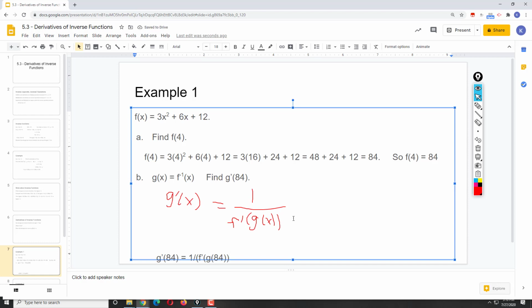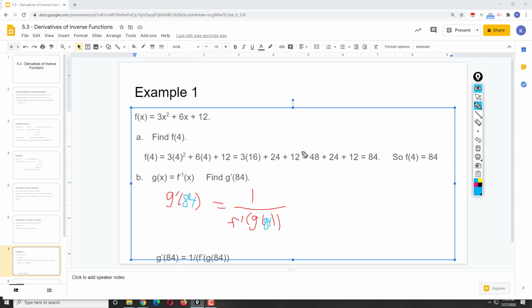I'm just applying this formula. All I'm doing is erasing the x and replacing it with 84. What is g of 84?